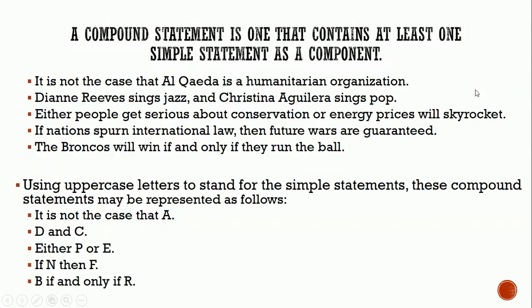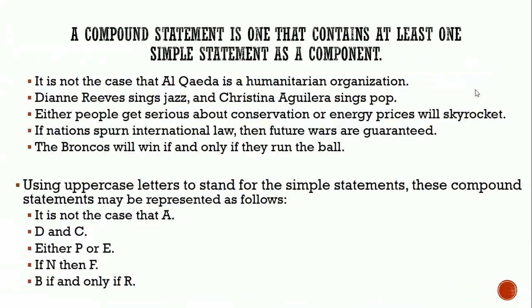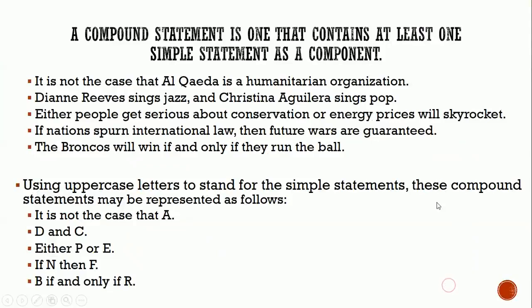All right, we need a real football team there, not my nephew's favorite, the Broncos. Okay, so now let's look at how we translate these. First one, it is not the case that Al-Qaeda is a humanitarian organization. Okay, let me see, do we use symbols soon? Yeah, eventually. Well, we can do this now. Yeah, we can wait. All right.